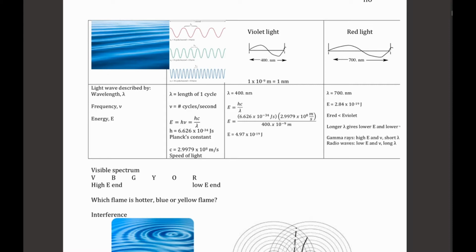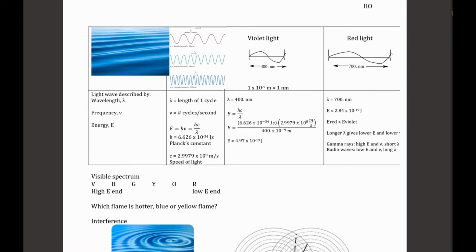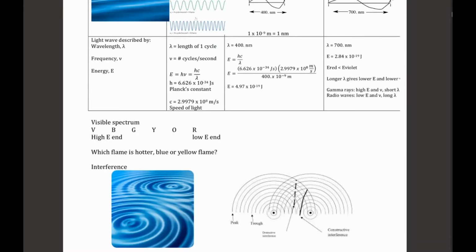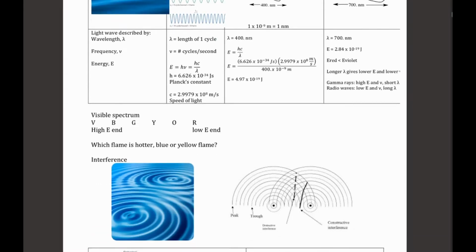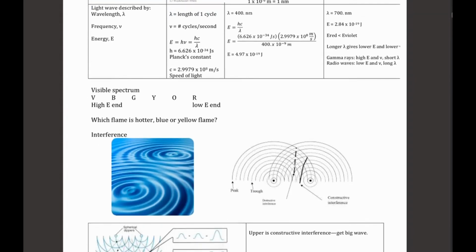Gamma rays have the highest energy, the highest frequency, and the shortest wavelengths. And radio waves have the lowest energy, the lowest frequency, and the longest wavelengths. So the visible spectrum runs from violet down to red, violet the high energy end, red the low energy end. If you reverse that, you get Roy G. Biv, a little way for us to remember the order of the visible spectrum.